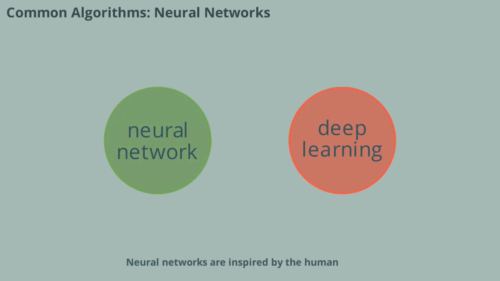Neural networks are inspired by the human brain and consist of layers of interconnected nodes. They are capable of learning complex patterns and are widely used in image recognition, natural language processing, and more. Neural networks require large amounts of data and computational power, but can achieve state-of-the-art performance.